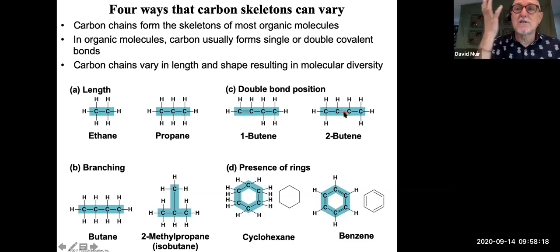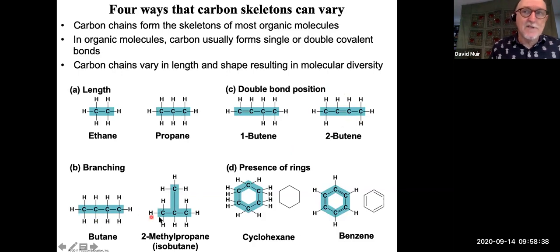Remember, structure is strongly related to function. Change the structure, you're going to change the function. So if the cell is making a biological molecule, it will make a big difference where during synthesis a double bond was introduced. Thirdly, we don't have to have straight chains.